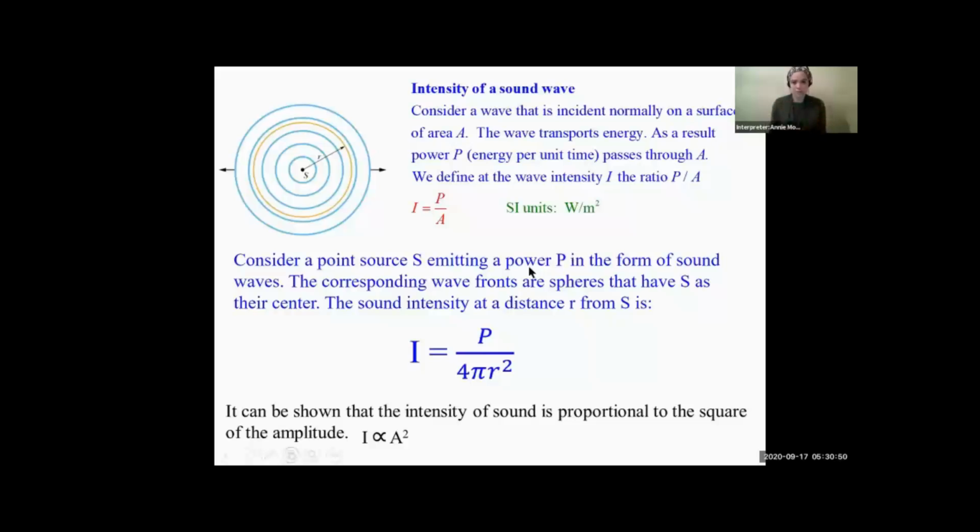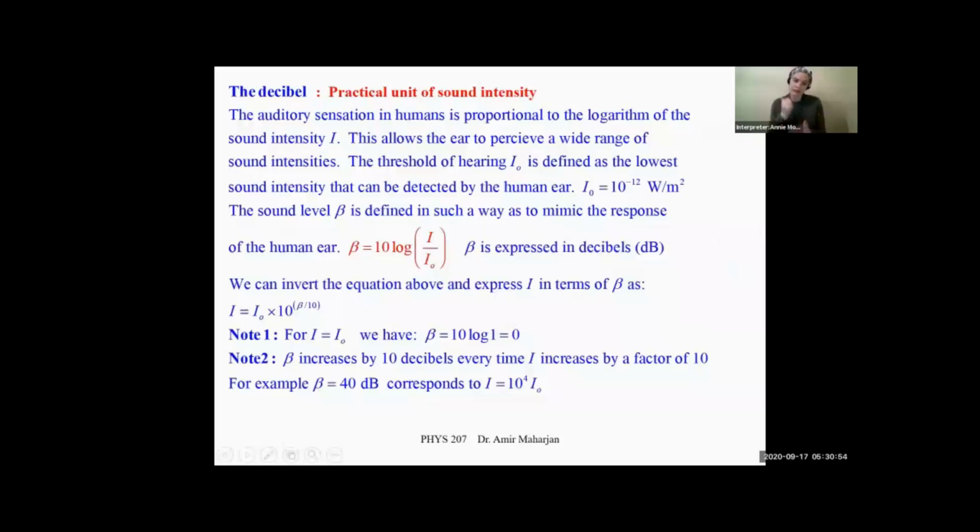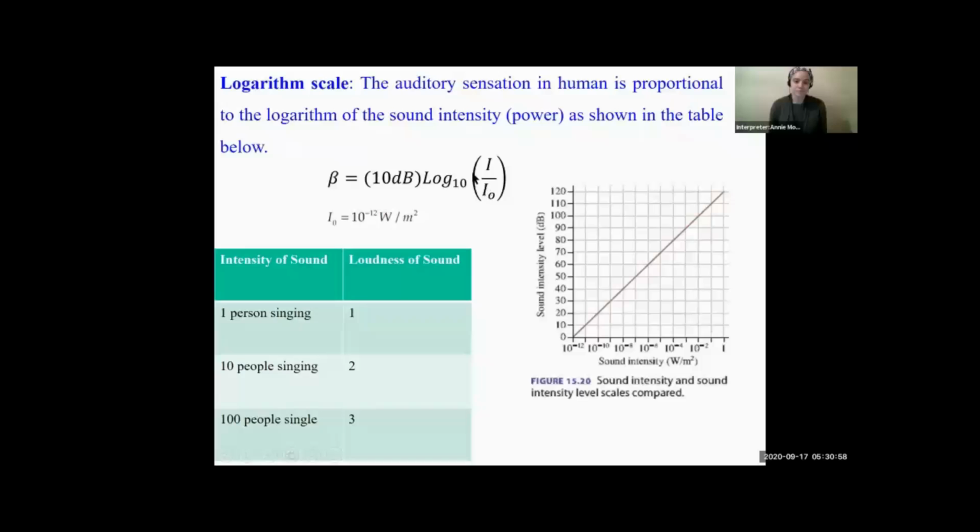But measuring intensity like this is not very helpful in real life, and I will explain why, okay? In real life, the auditory sensation in humans is proportional to the logarithm of the sound intensity, okay? So what does it mean? I will just try to explain.